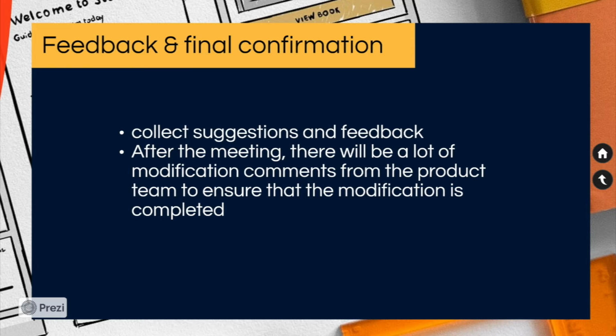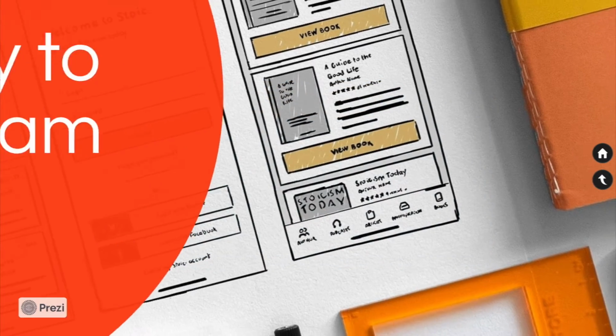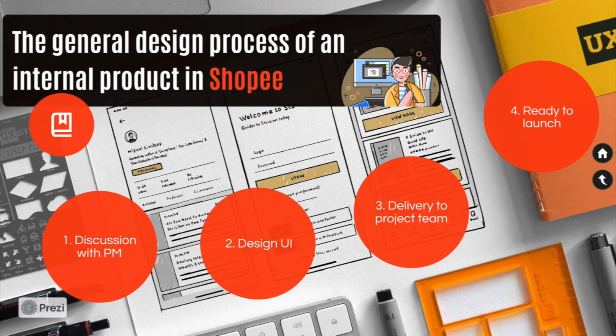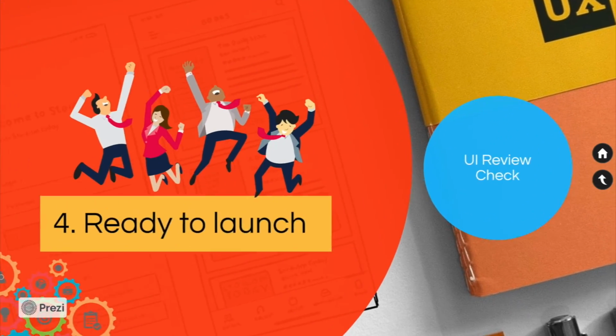After the meeting, there will be a lot of modification comments in the Figma file from the product team, and the designer will fix them to ensure that the modifications are completed. That's everything about delivery to the product team. Finally, we will move on to point 4.